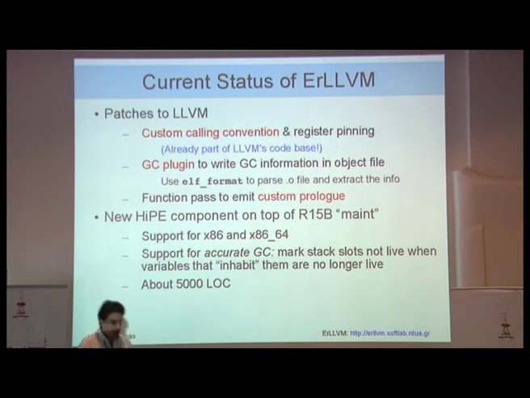What we've done now, and you can try it if you want, is a new HiPE component on top of the maintenance branch of R15B, actually of R15B01. It's a full system. It supports x86 and x86-64. It supports accurate garbage collection. And it's in total about 5,000 lines of code. So it's not too big, actually.